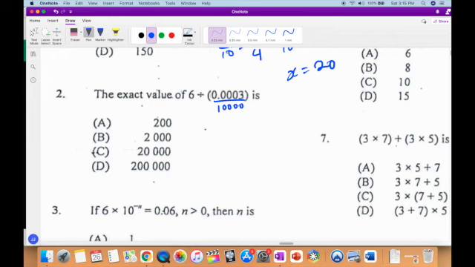So I have 6 divided by 3 over 10,000. And of course, we know that we flip and multiply, so that's 6 over 1 multiplied by 10,000 over 3, and 3 will go into 6 twice, so the answer here is 20,000. You okay with this, Jose? Alright.